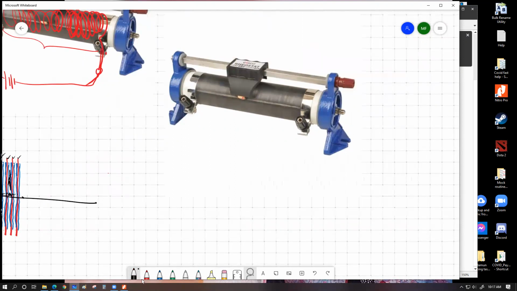What happens if you want to use this as a variable resistor or a rheostat, we have to choose any of these two outlets and we must choose this outlet.